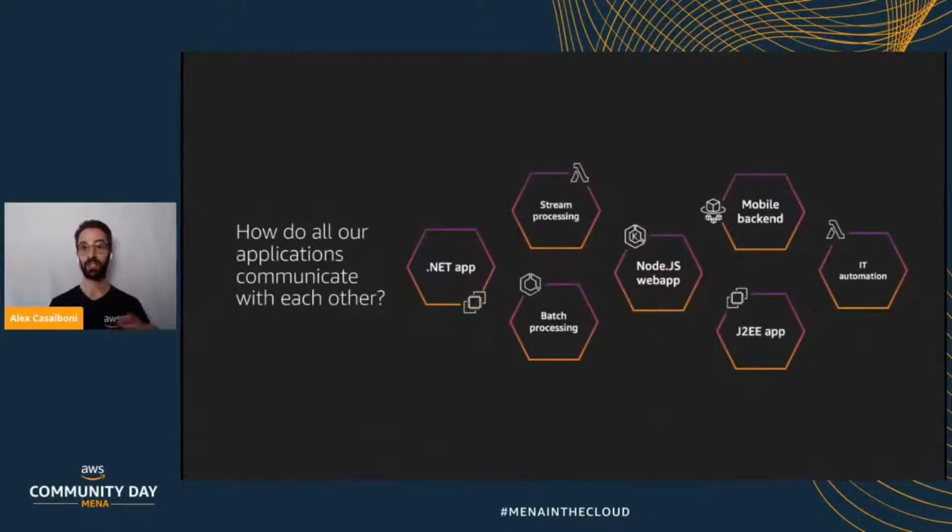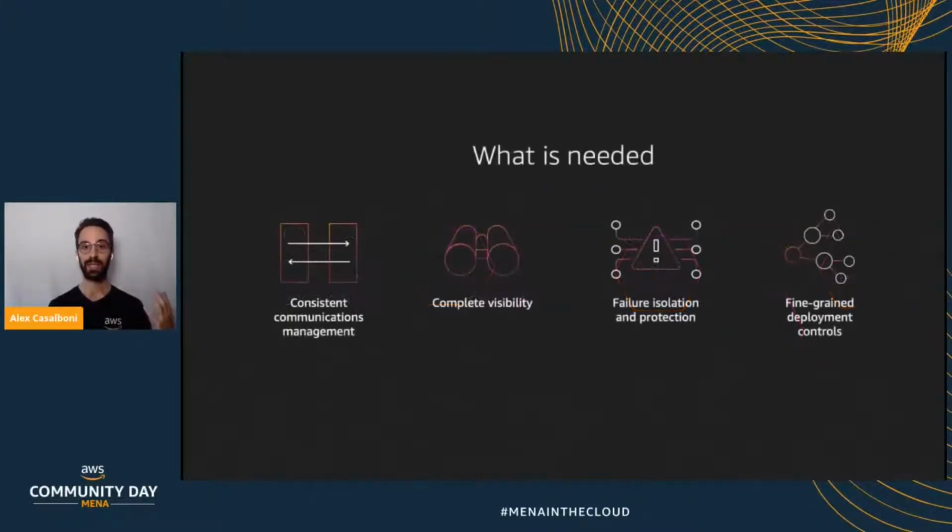And if you think about it, once you have all these microservices, how do you let them communicate with each other? You might have a web application and stream processing application, batch processing, mobile or web backends, and some IT automation. So some of the key solutions to that is to focus your investment and your energy in consistent communication between teams, which ultimately means consistent communication with all these microservices.